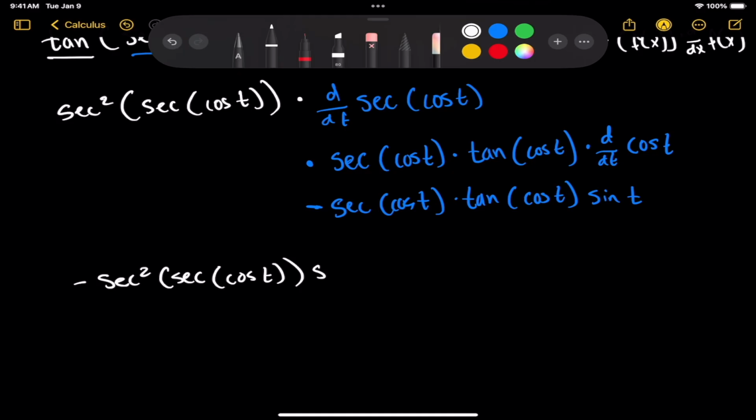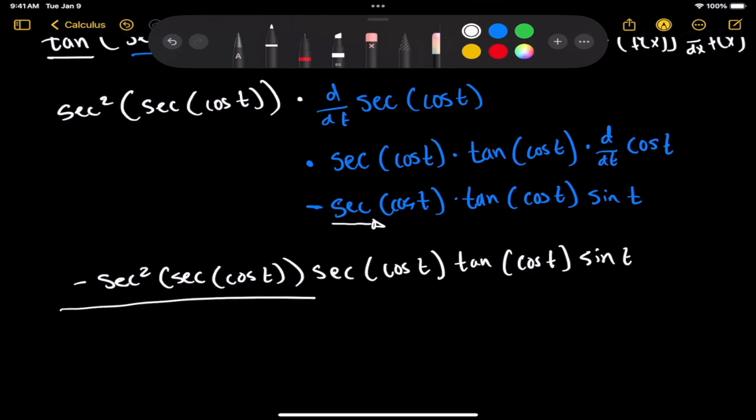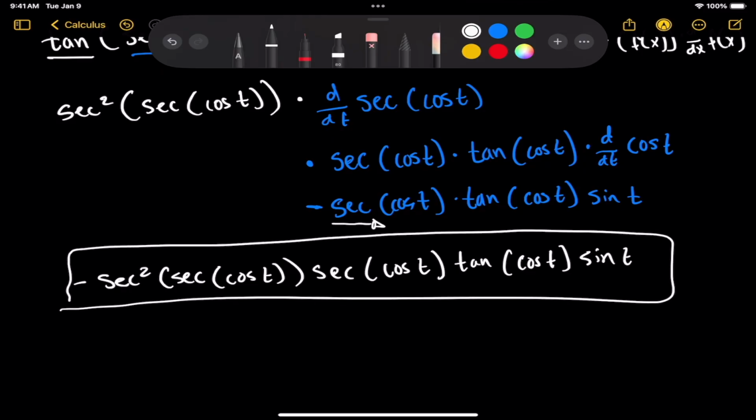And then we just rewrite this part here and the rest. So secant cosine t, a lot of parentheses here. Tan cosine t, and then sine t. And this is the final answer.